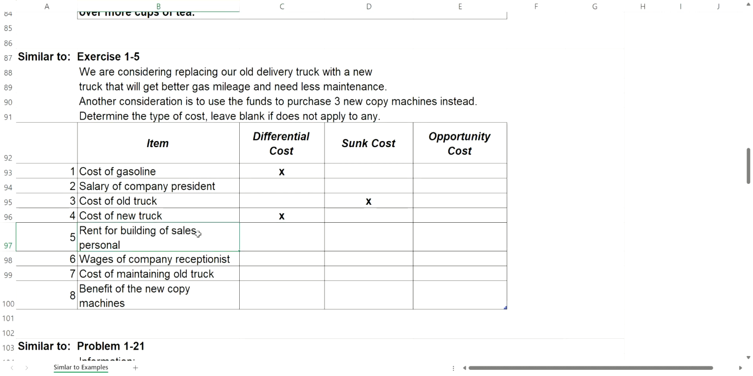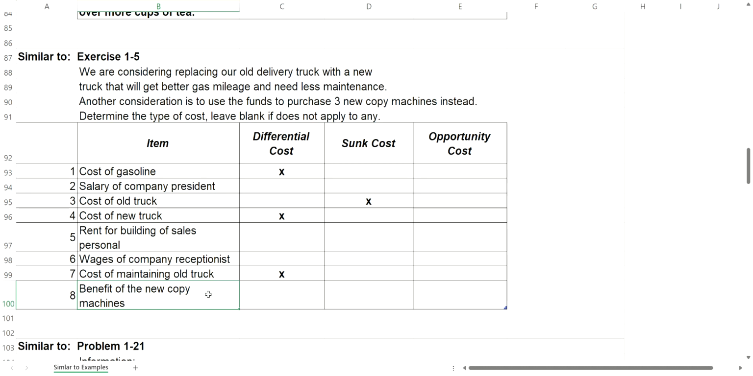How about rent for building of sales personnel? That is irrelevant here. It is not a differential, sunk, or opportunity cost, so we leave it blank. What about wages of the receptionist? Again, that's not affected by buying a truck or copy machines, so we leave that blank. Okay, what about the cost of maintaining the old truck? If we keep it as opposed to buying the new truck, that would be a differential cost.